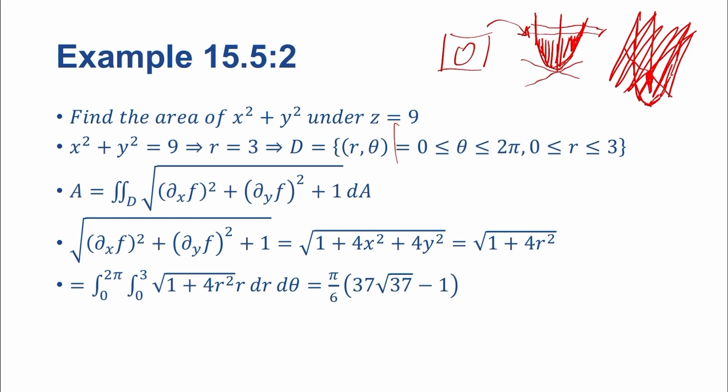Okay? Now this integral is fairly easy to do, so I'm going to forego actually writing it out because we're running out of room here. And if we perform the integral, what we get is pi over 6 times (37 root 37 minus 1). All right, so that is surface area for you. It's really not too tricky of a concept once you get a couple of examples going through.